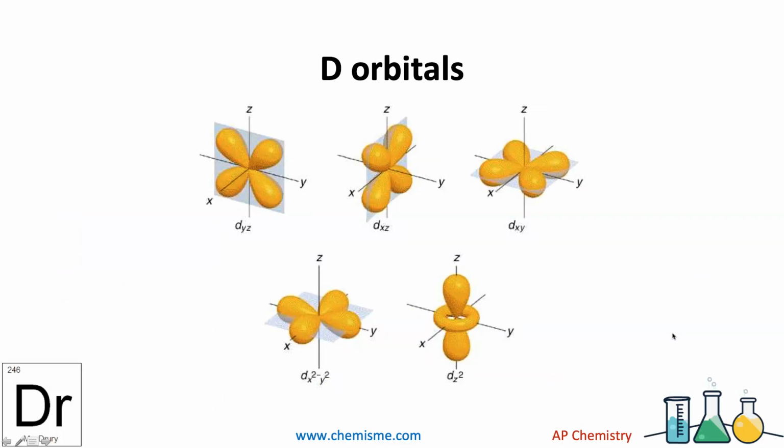d orbitals are even more complicated. They're cut in half twice to give you a clover-like shape. I'm never going to ask you about these subscripts, yz, xz, xy.